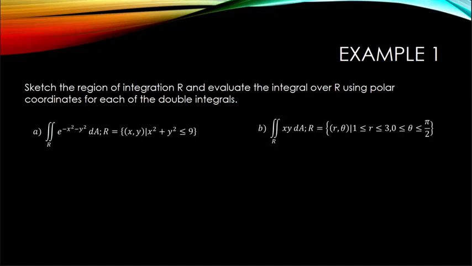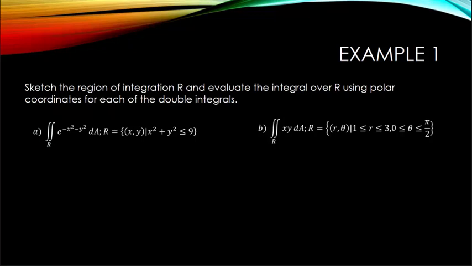So let's look at an example. I want to sketch the region of integration R and evaluate the integral over R using polar coordinates for each of the double integrals. In the first case, I have a double integral over the region R of e to the negative x squared minus y squared dA, where R is the region that is comprised of all points x, y, such that x squared plus y squared is less than or equal to 9. In this case, my region of integration R is a circle centered at the origin with radius of 3. I'm not going to sketch these. I'm going to assume it's possible for you to do that, but I want to identify what that region is.